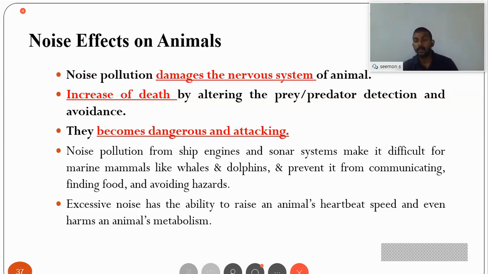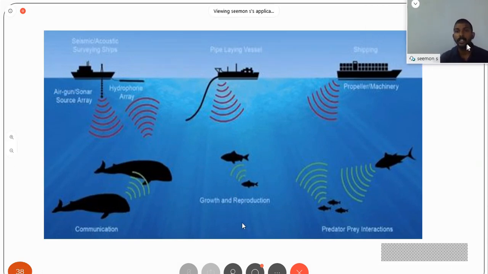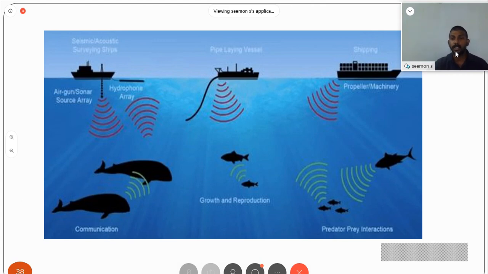In the case of dolphins and mammals like whales, they find food by sound only. They use sound for communication, growth, and reproduction. It is all by sound only; they convey things and communicate by sound. So if seismic acoustic survey ships are used, the waves and high-intensity noise will disturb their life also.